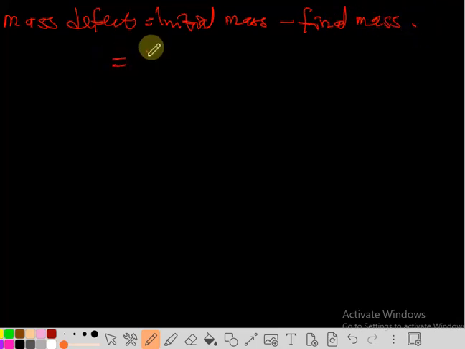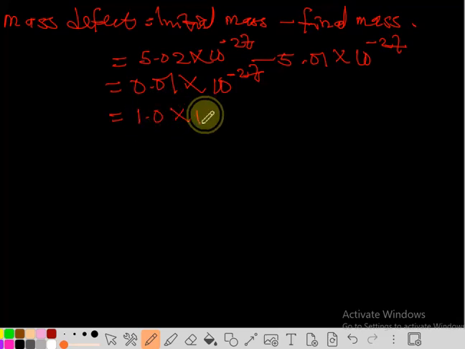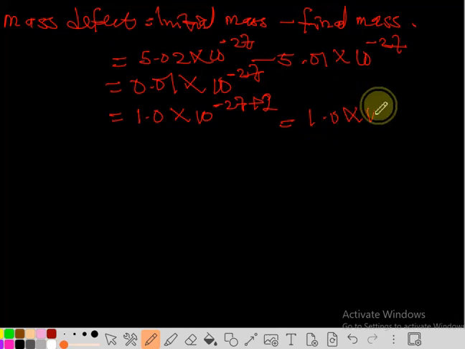Okay, here the initial mass is 5.02 times 10 raised to the power minus 27, and the final mass is 5.01 times 10 raised to the power minus 27. Subtract the decimal part, 5.02 minus 5.01, 0.01, then pick times 10 raised to the power minus 27. Put this in standard form, move the decimal point twice. That means 1.0 times 10 raised to the power minus 27 plus 2, and that will give 1.0 times 10 raised to the power minus 29, and that will be in kilogram.